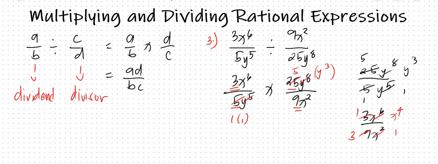Again, same procedure. Magiging x raised to 4 na lang to. And then, yung 9x squared magiging 3 na lang. Okay? And then, proceed to multiplication. X raised to 4 times 5 times y cubed, that is equal to 5 x raised to 4 y cubed.